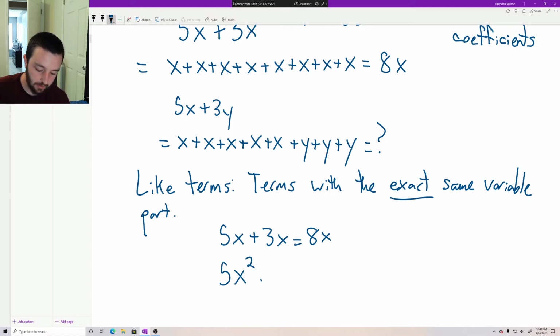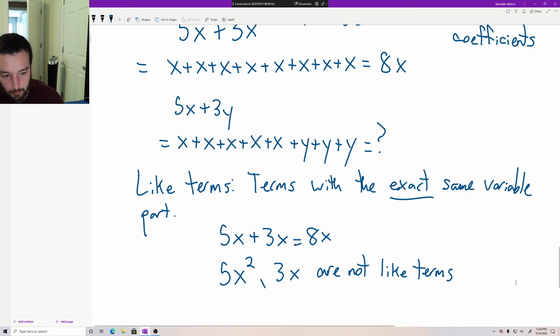5x squared, 3x, and 3x are not like terms. Okay. So we'll talk about what squared means in a second here. That's the next thing we're going to talk about. But this is an exponent, and this means x times x.